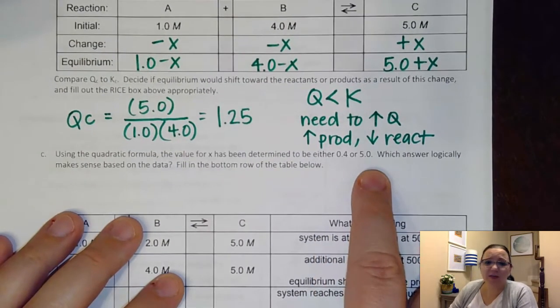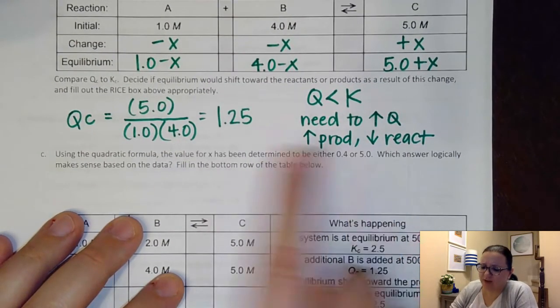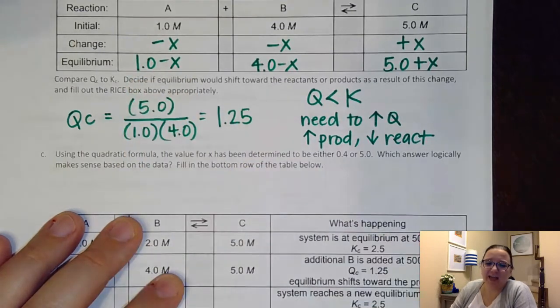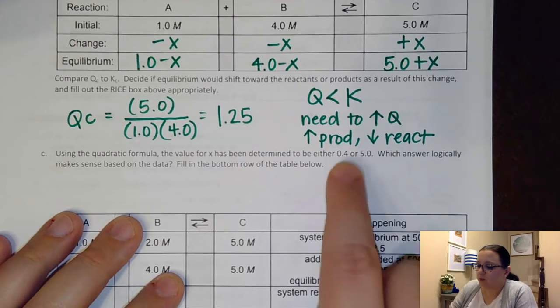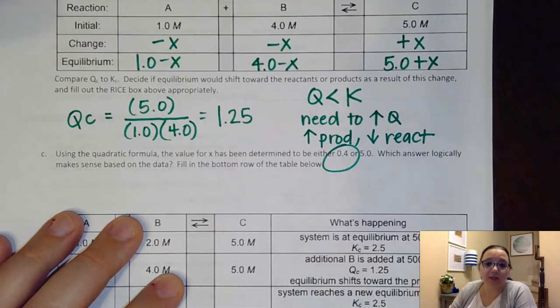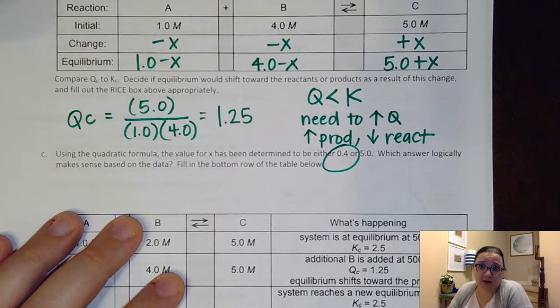If I think about those two answers, if I used 5, I'd have 1 minus 5, so I'd have a -4 concentration, which obviously is not feasible. So 0.4 is going to be our winner chicken dinner here, because that would ensure that we don't end up with a negative concentration.